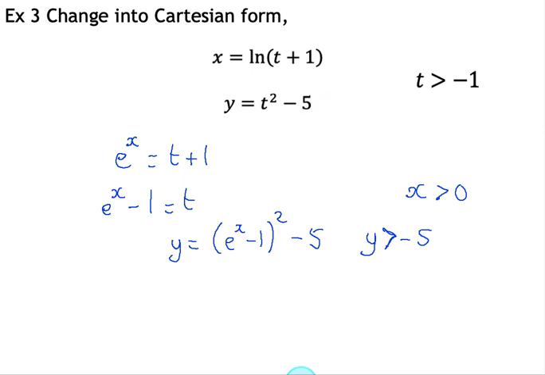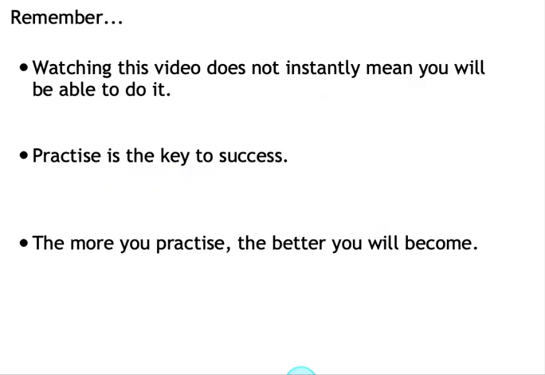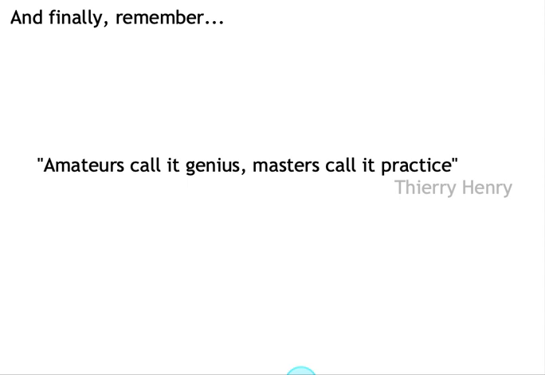Remember, watching this does not mean you instantly will get it. It will require a little bit of practice, particularly finding the domain and the range of a Cartesian function. Practice is the key to success, and the more you practice, the better you will become. And obviously, most importantly, finally, amateurs call it genius, masters call it practice.